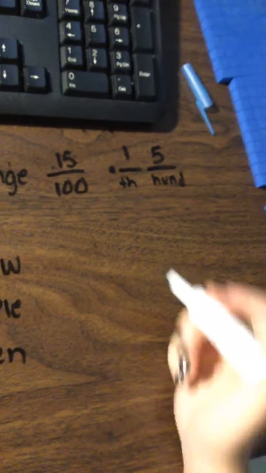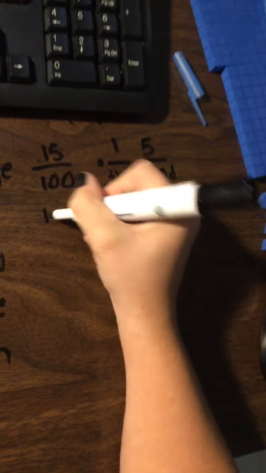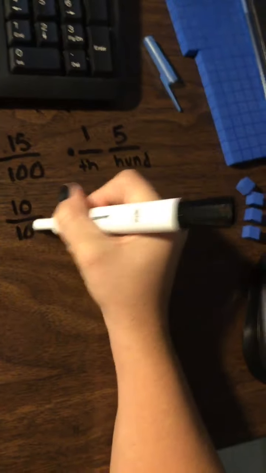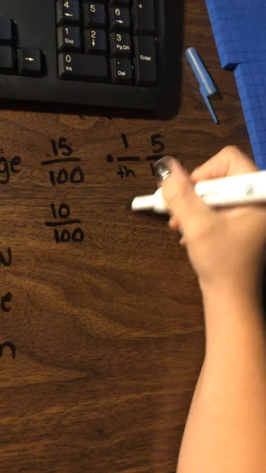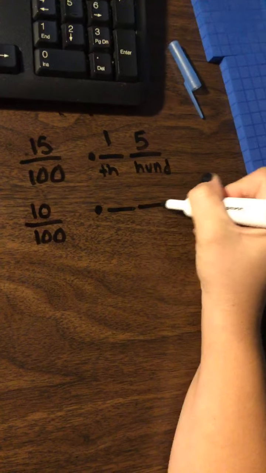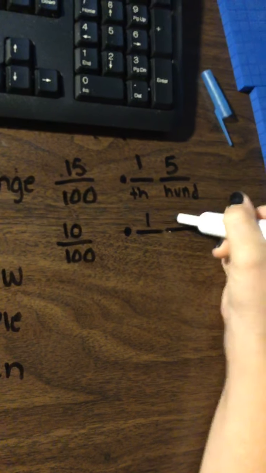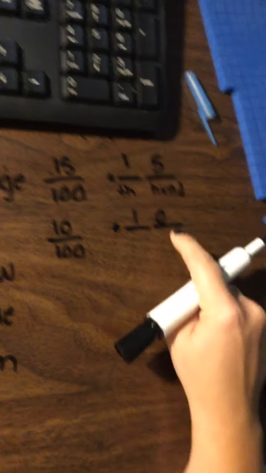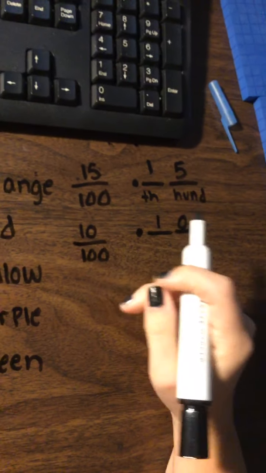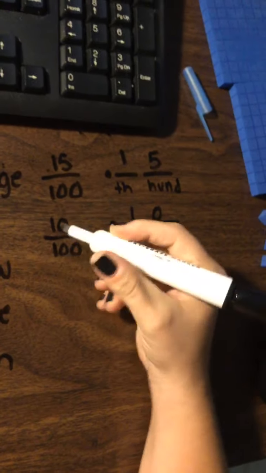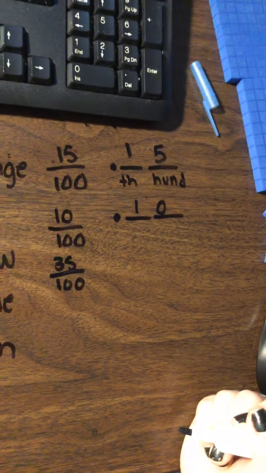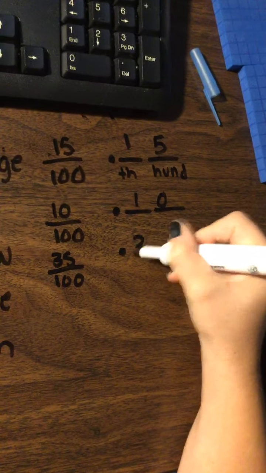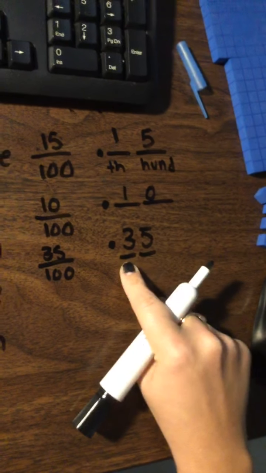So let's say I have red. I also have 10 red. 10 out of 100, so this would be 10 hundredths. So you have your decimal. It ends on the hundredths position, so it would look like that. 10 hundredths. Yellow, let's say we have 35 yellows. 35 out of 100, because that's our total. It would look like decimal 35, because this is the tenths, this is the hundredths, 35 hundredths.